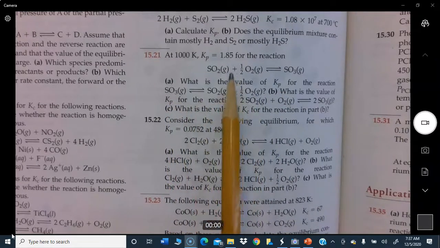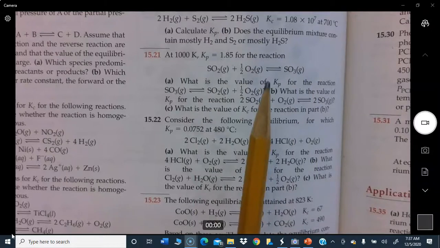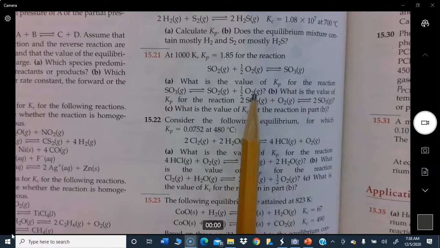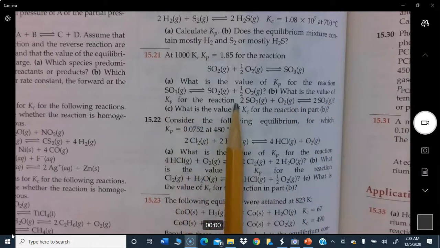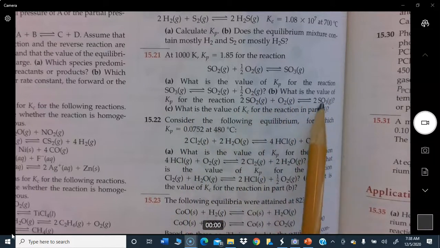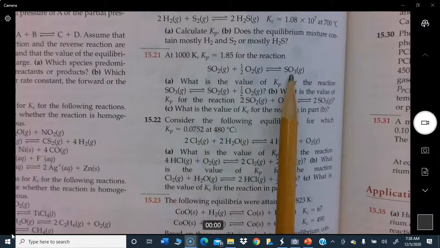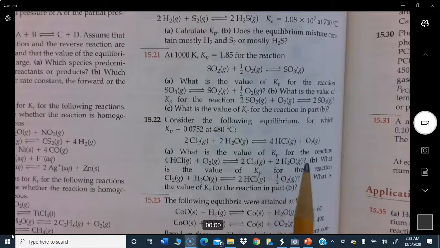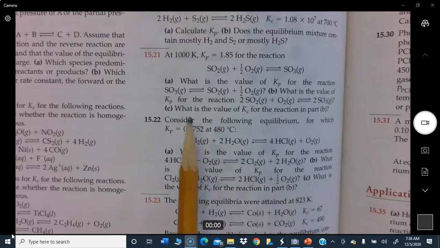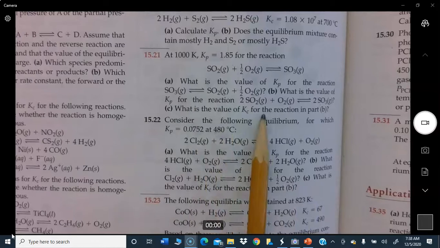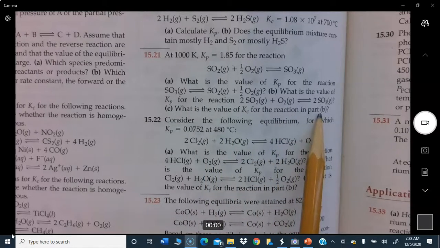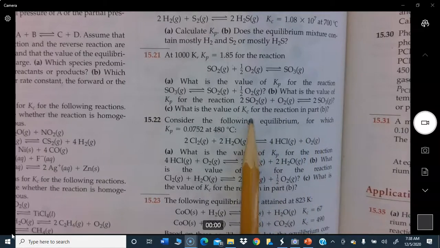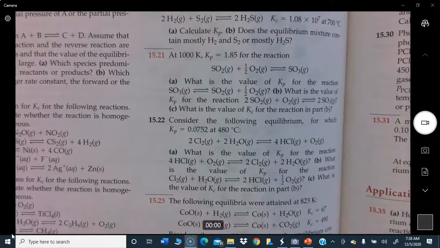So it looks like what they did is they flipped it around, similar to what we did on the last problem. So they want you to tell what the Kp is for that. What is the value of Kp for the reaction, this one? And that looks like they did what we did on the last reaction. They multiplied through by 2. So they want you to tell how that changed. And finally, what is the Kc? So you're going to have to go to the formula for Kp to Kc. In this case, you're going in the other direction. You're going from Kp to Kc. All right, so let's go ahead and write that down.